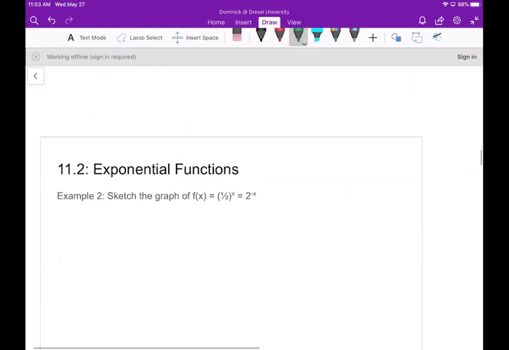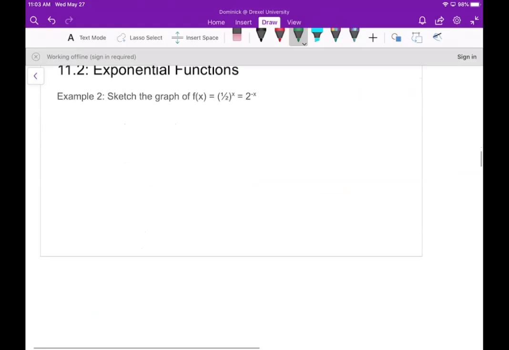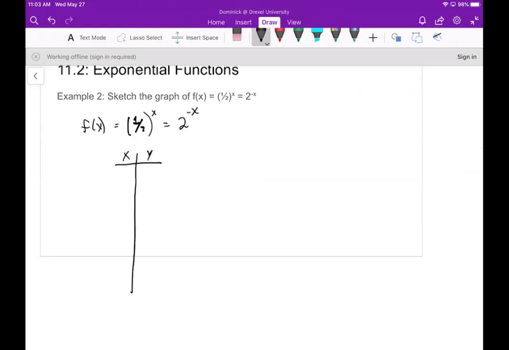All right, so let's look at another one. Let's look at the graph of 1/2 to the x, which you could also think of as 2 to the -x. Both of these are equivalent. All right, so let's go ahead and do our table of values again. And let's draw our graph.